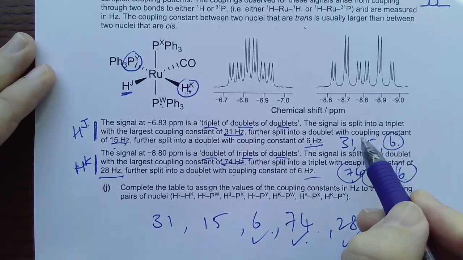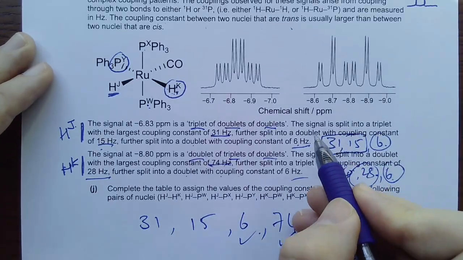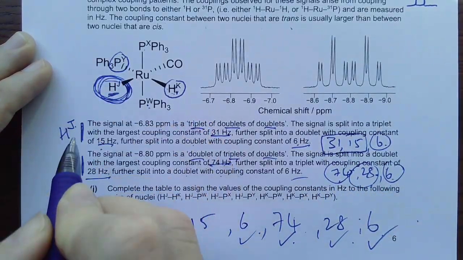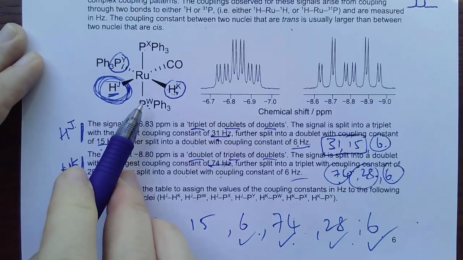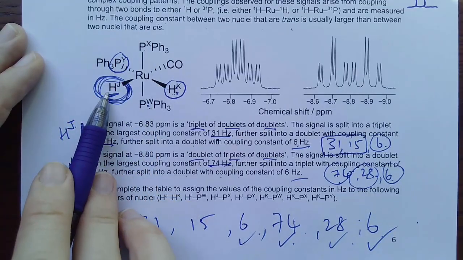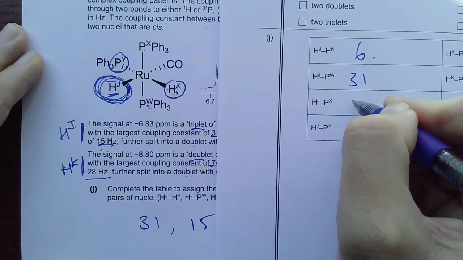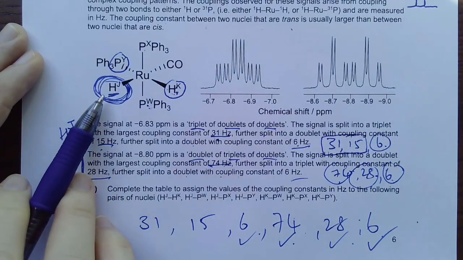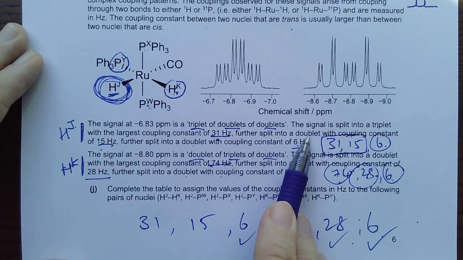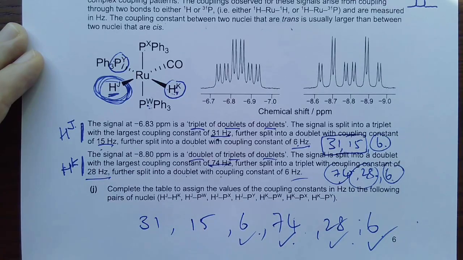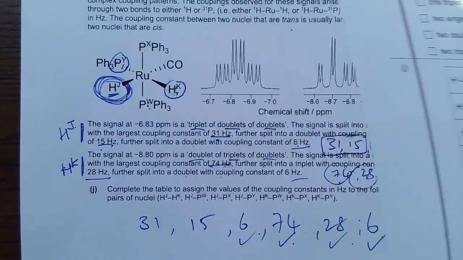All right, which means I just need to assign 31 and 15. How do I do that? Well, I'm told that for HJ, this is the one we're worried about now, the signal is split into a triplet with 31. The triplet is going to be due to these two that are in the same environment. So HJPW, HJPX has to be 31. And then I'm going to get a doublet due to my PY. It says further split into a doublet of 15. That's going to be my PY.